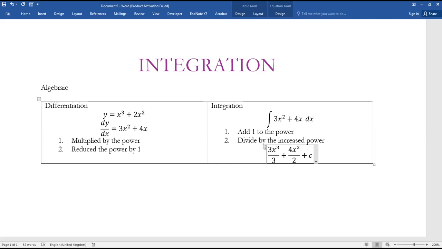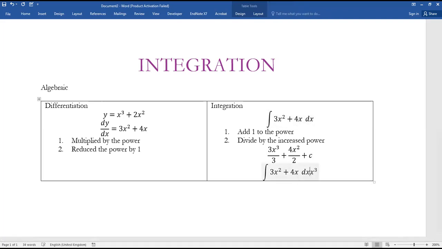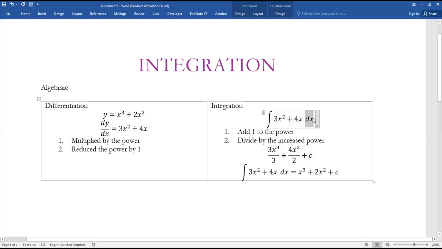Why do I write plus c? I'll explain that to you in a bit. But the integral will be 3x cube upon 3, I'm just writing it in this way so that you understand. The integral of this entire thing is x cube plus x square, 2x square, sorry, plus c. Is this clear? This is how you basically integrate anything. This is the sign of integral, and whatever is inside it needs to be integrated. And this dx in the end tells you that it needs to be integrated with respect to x. Is this clear?